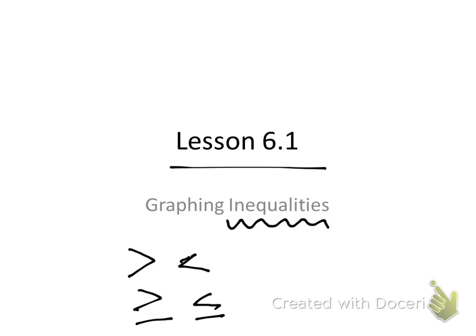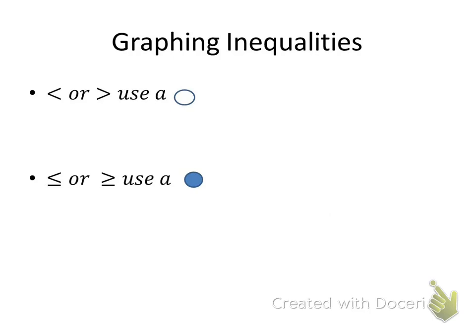So we're going to graph these a little bit differently than we would if we were graphing on a coordinate plane. The first thing that we're going to do is if I have a greater than or less than sign, just greater than or just less than, I use an open circle. And when I'm graphing, I'm always graphing these on a number line. When I'm just solving, when I have one variable in the equation, I'm graphing it on a number line.